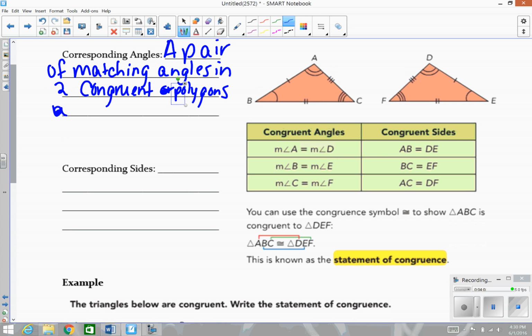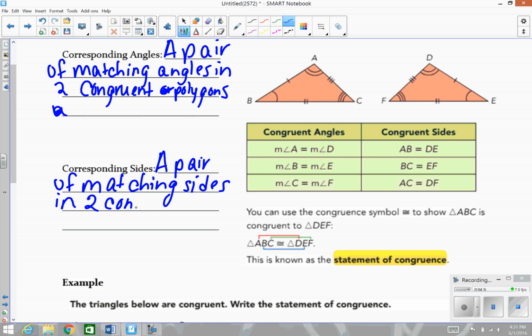And then corresponding sides, I'm sure you could guess, is a pair of matching sides in two congruent polygons.